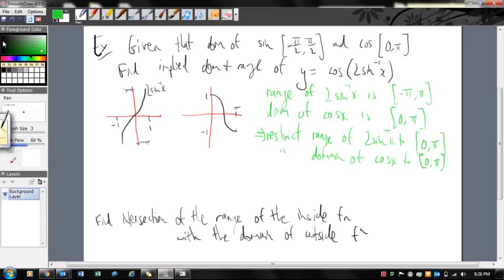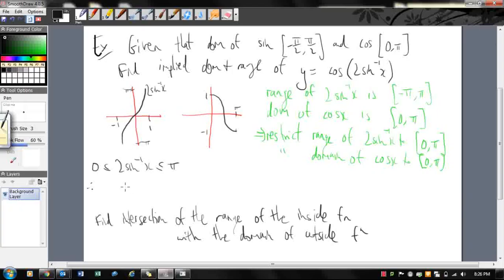I'll go back to black. So if the range of 2 sine negative 1x is between 0 and pi, so therefore 2 sine negative 1x is between the values of pi and 0. So we've got a function between that. That's the range of values that we get. And we just need to solve this for x, and that'll give us the domain of the whole function.